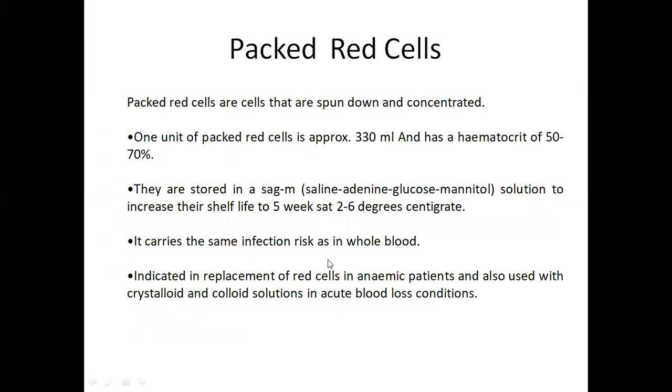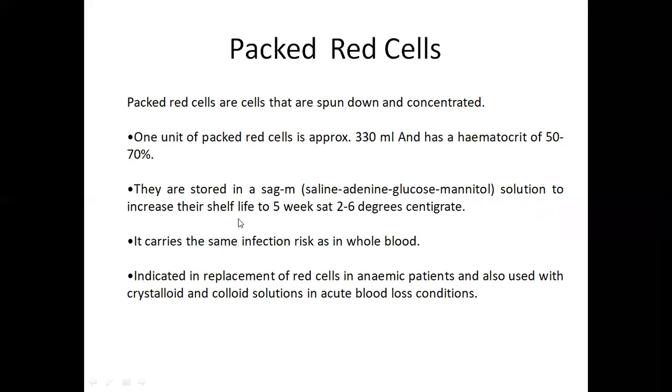We'll talk about packed red cells. These are the cells that are spun down and concentrated. 1 unit of packed red cell is approximately 330 ml and has a hematocrit of 50 to 70%. They are stored in SAG-M, that is saline adenine glucose mannitol solution, to increase their shelf life to 5 weeks. It carries the same infection risk as in the whole blood. It is indicated in replacement of red cells in anemic patients and also used with crystalloid and colloid solutions in acute blood loss conditions.